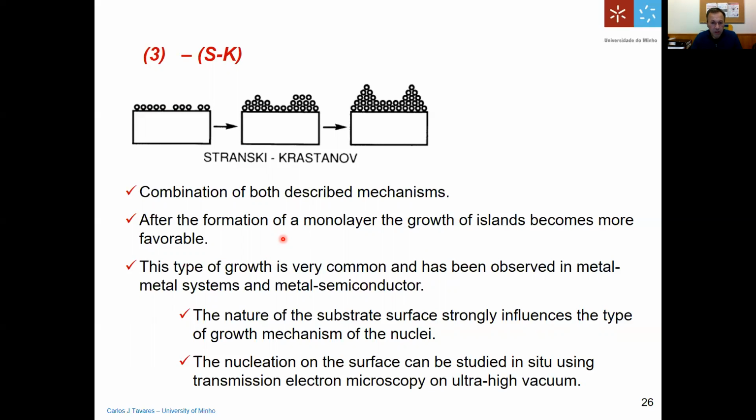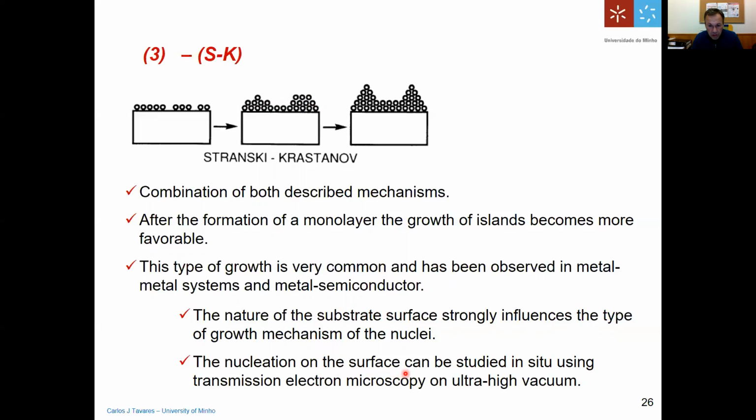The nature of the substrate strongly influences this type of growth, because the substrate has to favor the adsorption of the first layer, but afterwards, for example, if there is too much strain or stress between the substrate and the growing film due to lattice constant mismatch, then this will favor the growth of the islands on top of the first monolayer.